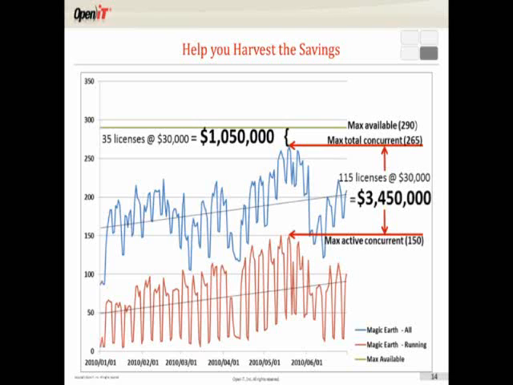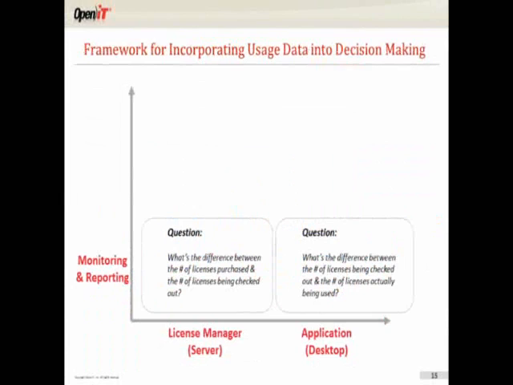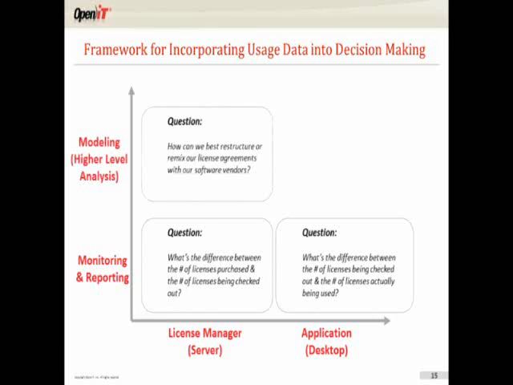This is the type of thing that companies discover when they put in the correct tools that can properly gather and report this type of data to them, the usage data itself. Now, as I mentioned before, once companies become comfortable with the monitoring and reporting of this usage data, in our experience we see them begin to incorporate this data at a higher level. And they begin to ask themselves questions like, how can we restructure or remix our software license agreements in order to have a more efficient use of budget for the licenses that we're trying to provide to our users?